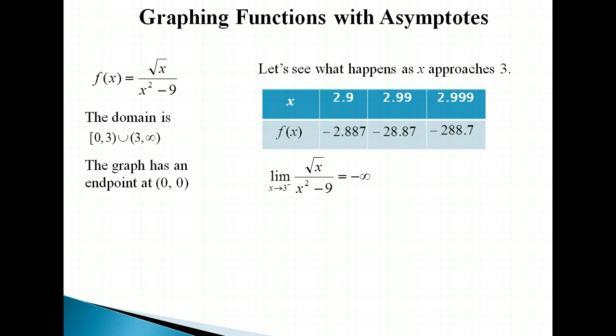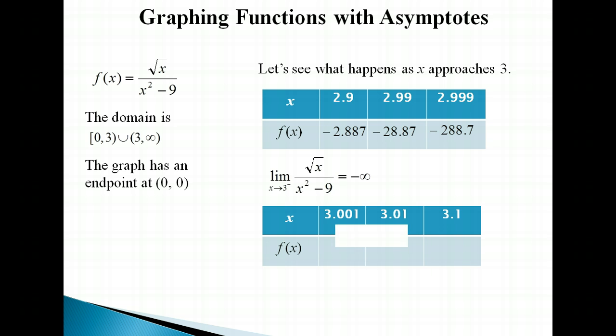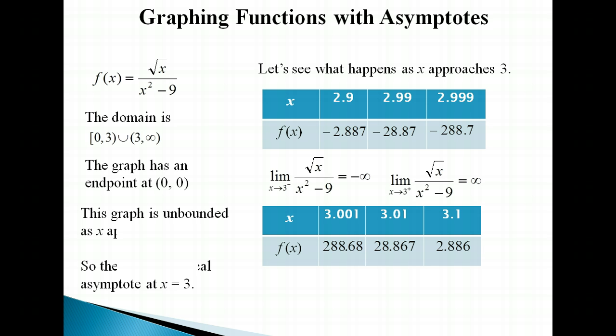Let's look and see what happens as we approach 3 from the right side. I chose some numbers very close to 3, but on the right side: 3.1, 3.01, and 3.001 give us output values that are approaching positive infinity. This graph is going to be unbounded as x approaches 3. So we will have a vertical asymptote at x equals 3.